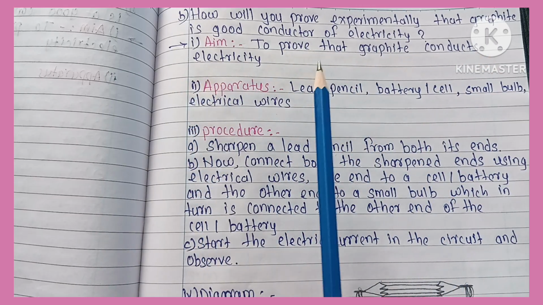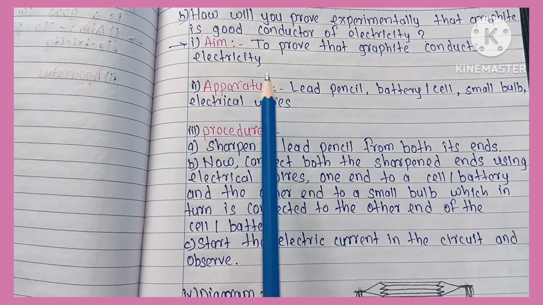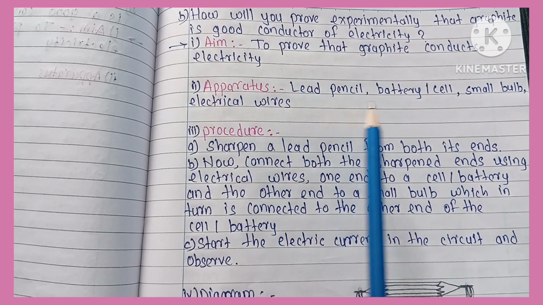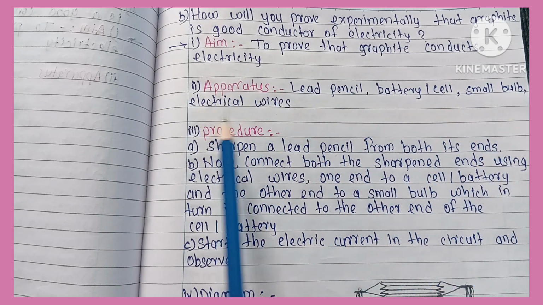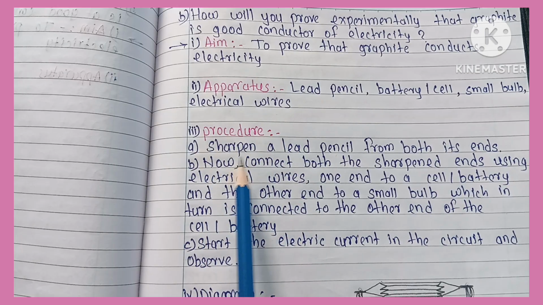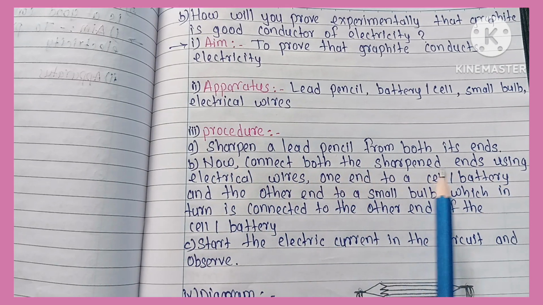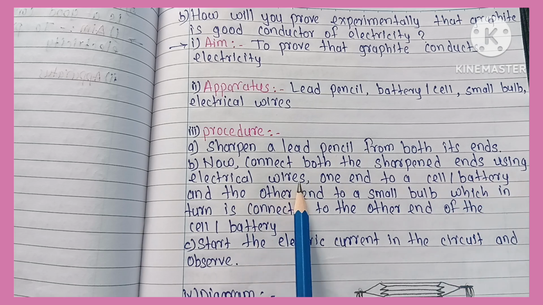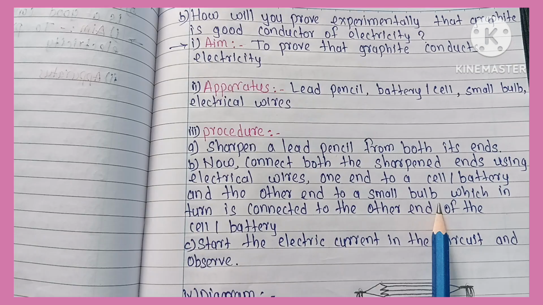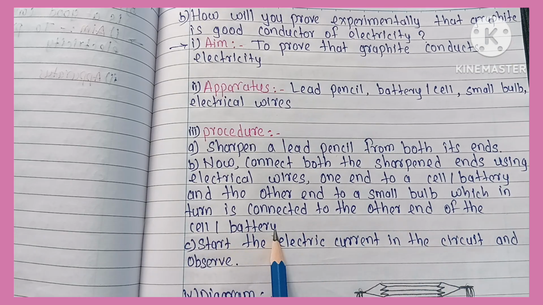Answer. Aim: to prove that graphite conducts electricity. Apparatus: lead pencil, battery cell, small bulb, electric wires. Procedure. Sharpen a lead pencil from both its ends. Now connect both the sharpened ends using electrical wires, one end to a cell battery and the other end to a small bulb which in turn is connected to the other end of the cell battery.